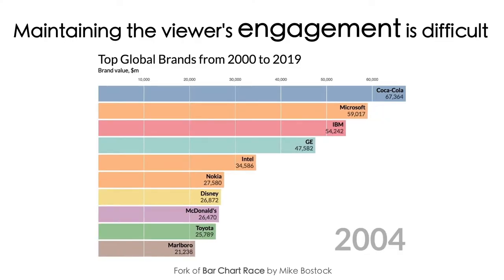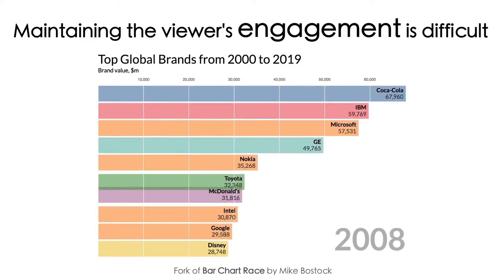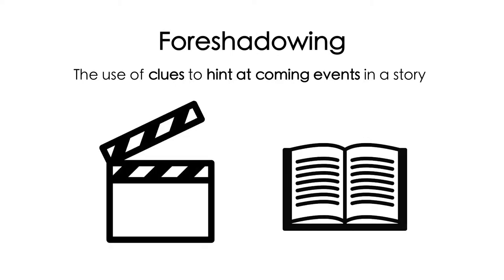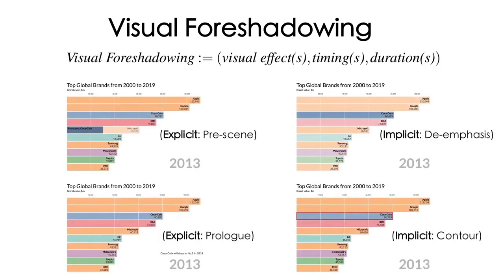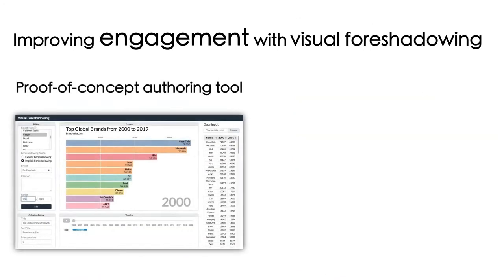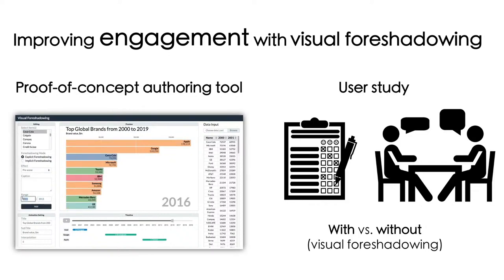General audience is likely to become distracted during the ever-changing animated visualization and reluctant to consume the entire animation. Informed by the role of foreshadowing that builds the expectation in film and literature, we formulate and apply visual foreshadowing on animated bar chart to improve its engagement. In addition, we implement a proof of concept authoring tool and conduct a user study to learn the efficacy of engagement enhancement of our approach.